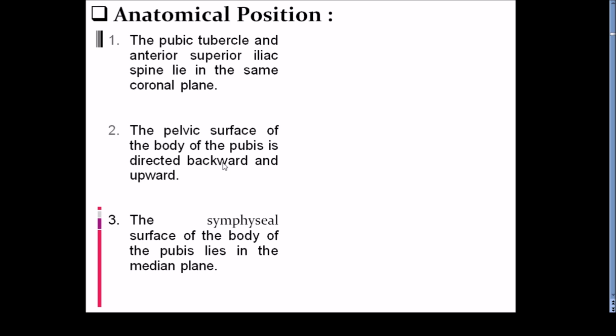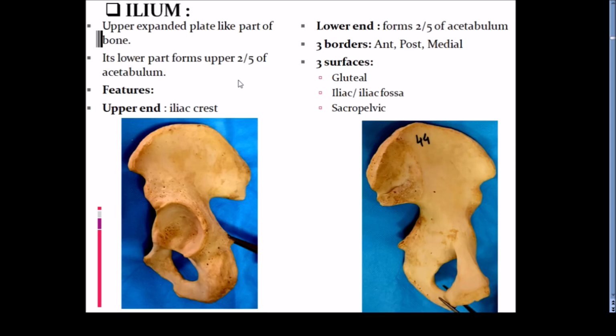For the anatomical position, keep the pubic tubercle and the anterior superior iliac spine in the same coronal plane. The pelvic surface of the body of pubis is directed upward and backward, and the symphyseal surface of the body of pubis lies in the median plane. So these are the 3 points by which we can put the hip bone in an anatomical position.